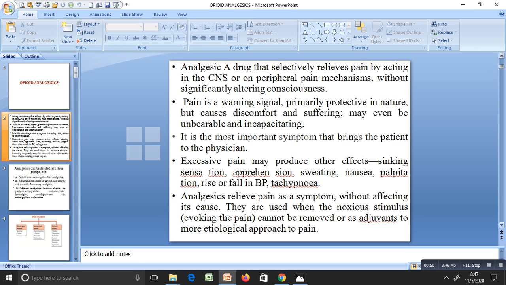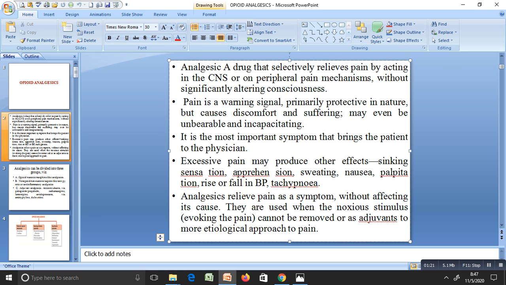What is an analgesic? An analgesic is a drug which relieves pain by acting on the CNS or on peripheral pain mechanisms without affecting the consciousness. While studying NSAIDs, we have studied that they act by peripheral pain mechanisms, whereas the opioids act by central mechanisms. In both categories, there won't be any loss of consciousness.